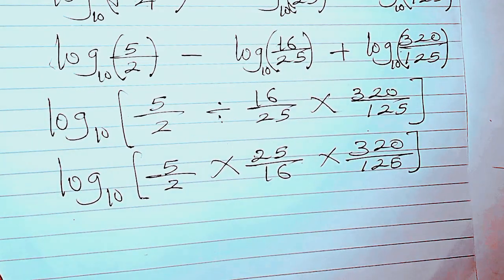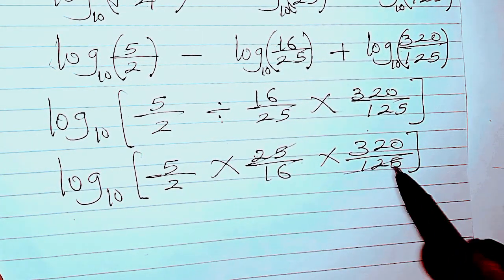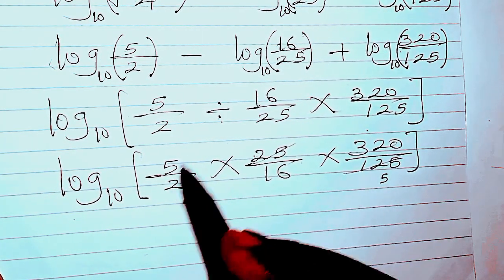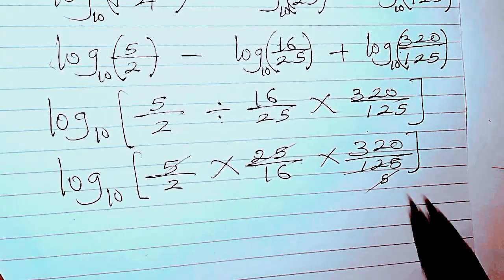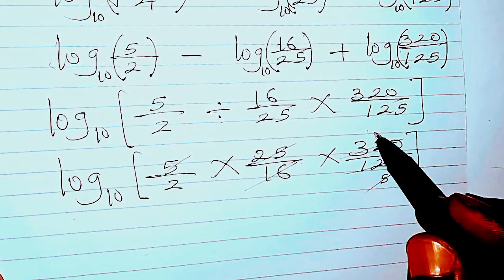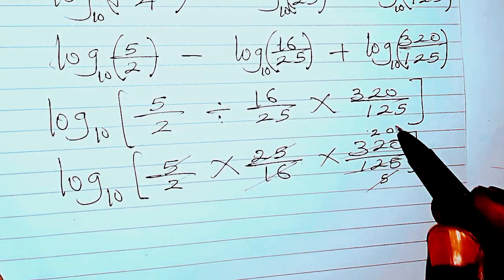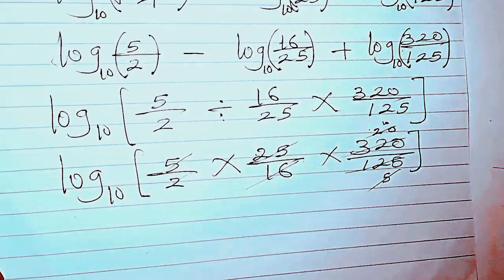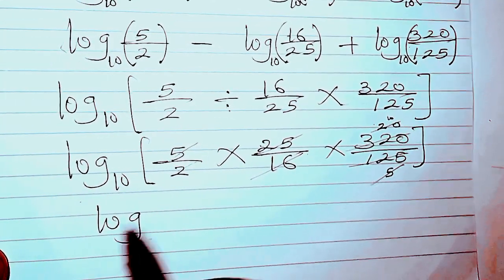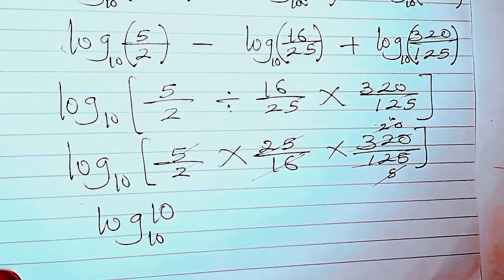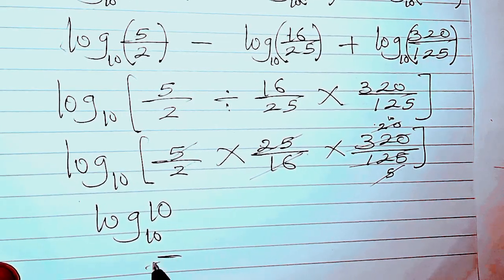And then we can just cut out 25 here, 25 here, that's going to be 5. And of course, 5 can get rid of 5 there. And then 16 here, that's going to be 20. And 2 here, that's going to be 10. And therefore, what we finally have out is log 10 base 10. And of course, log 10 base 10, that's going to be 1.